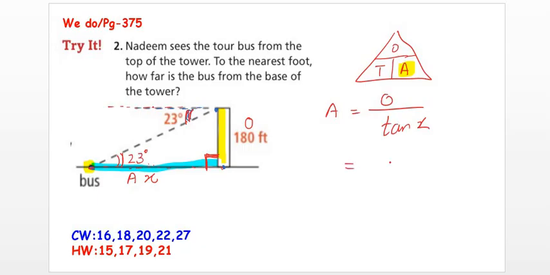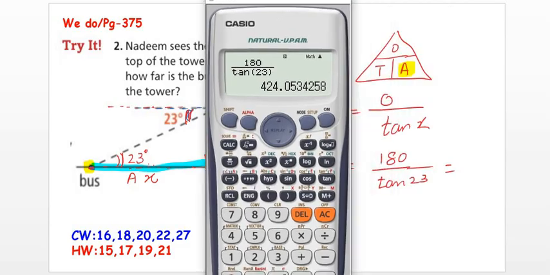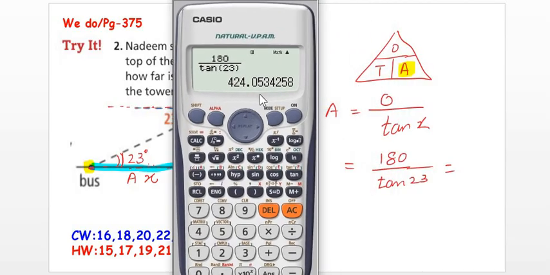Now put the values into it. What is the opposite? It's 180. Then you can write tan 23 degrees. Now put all of this on the calculator. Let me show you how you can put this on the calculator. So you can say it's a fraction. In the numerator we have 180, and in the denominator we have tan 23. So close the bracket and the answer will become 424, right? Because they said to the nearest foot, so it's going to be 424 feet.